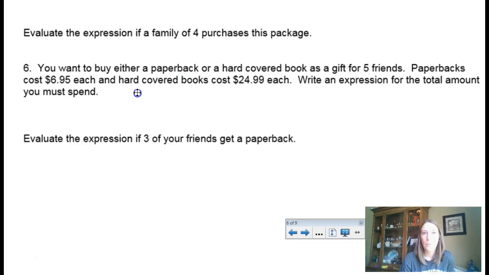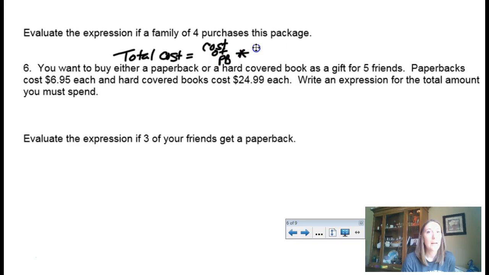So we're going to start with total cost would be the cost of a paperback times the number of paperbacks plus cost of a hardcover times the number of hardcovers.